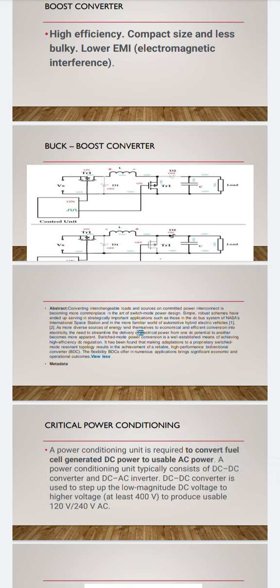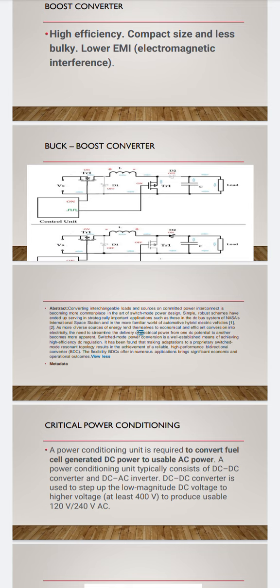Converting interchangeable loads and sources on committed power interconnect is becoming more commonplace in the art of switch mode power design. Simple, robust schemes have ended up serving in strategically important applications such as those in DC bus systems of NASA's International Space Station and in the more familiar world of automotive hybrid electric vehicles. As more diverse sources of energy lend themselves to economical and efficient conversion into electricity, the need to streamline the delivery of electrical power from one DC potential to another becomes more apparent.